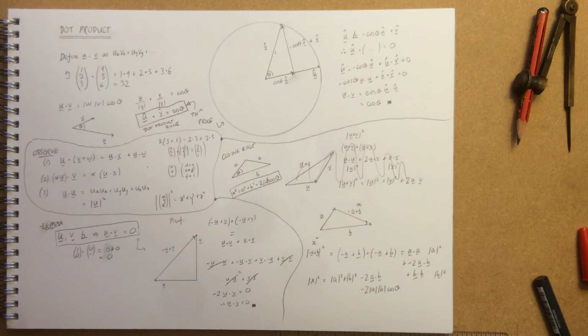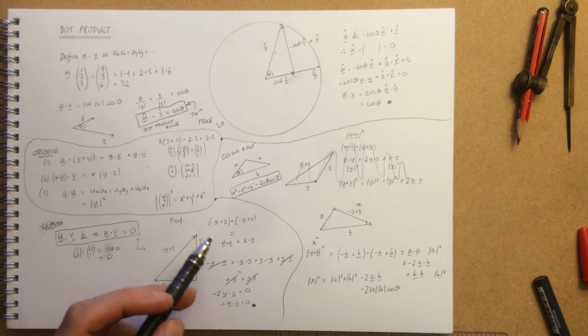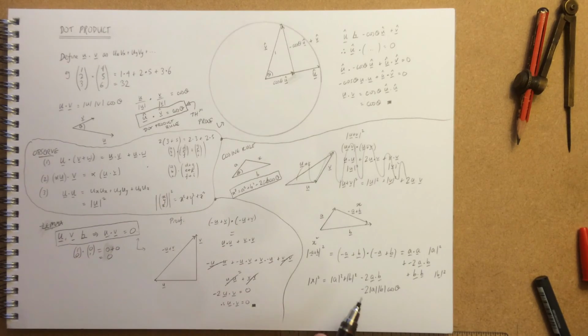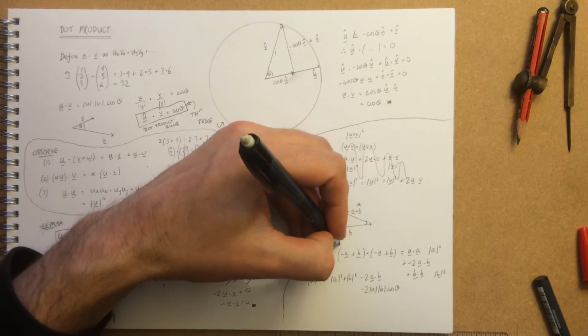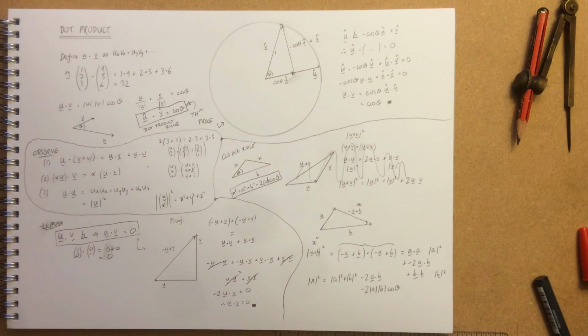So we can use the dot product and the dot product rule to prove the cosine rule. We can also prove the cosine rule without it, of course, but it's just nice to see that it's a very simple one-step proof. We just expand this jobby here. Okay, done.